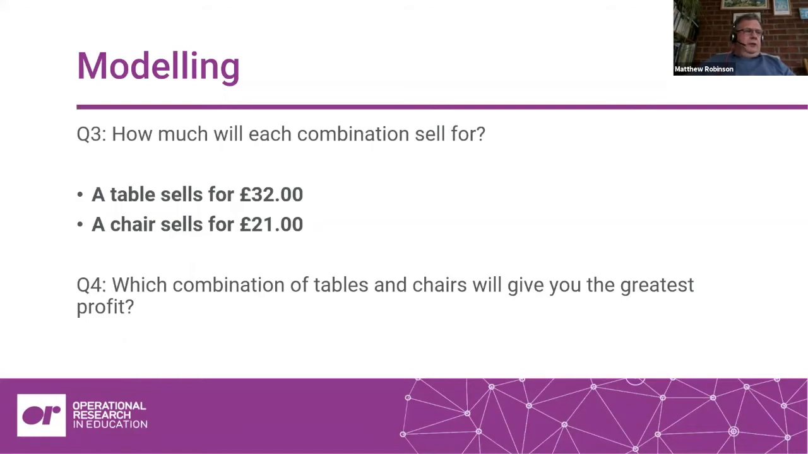Similarly, if I go to the fourth option of 3 tables and no chairs, then 3 tables will sell for 3 times 32, which is £96.